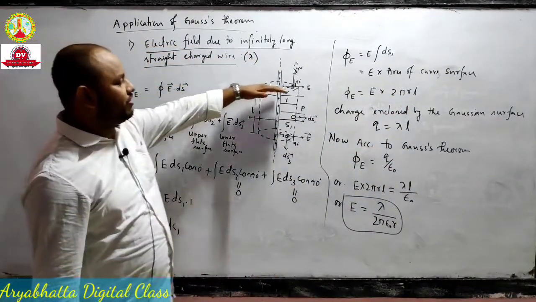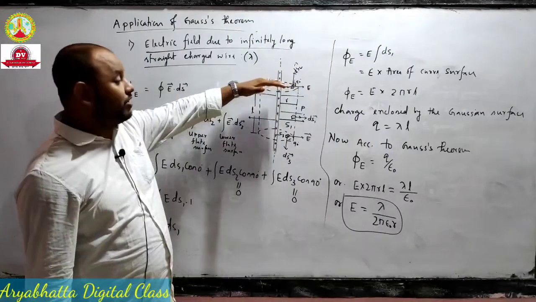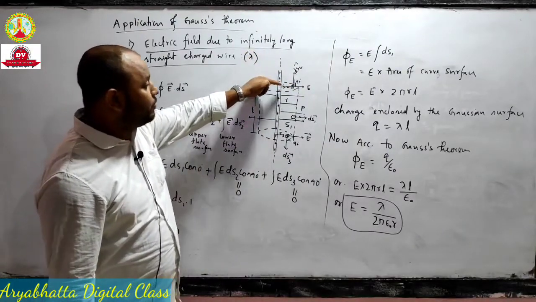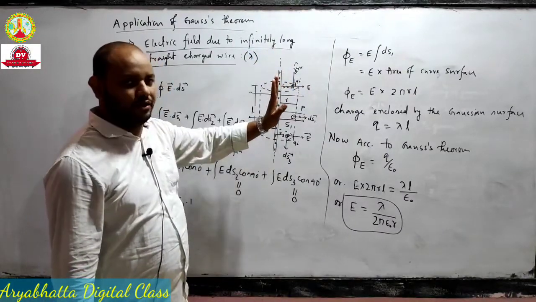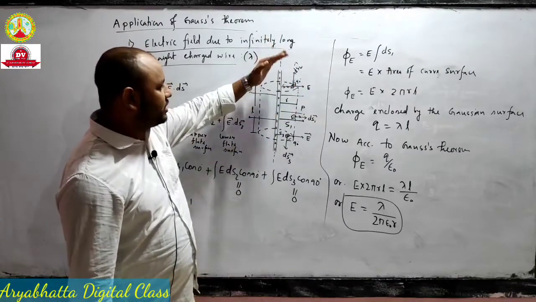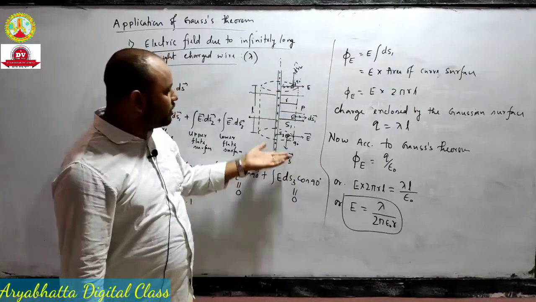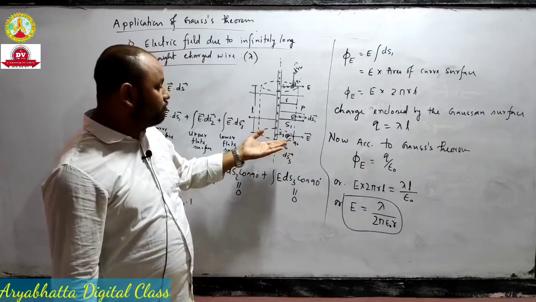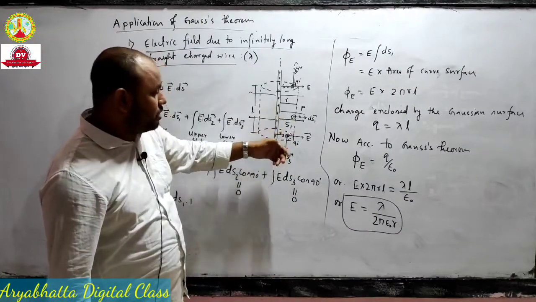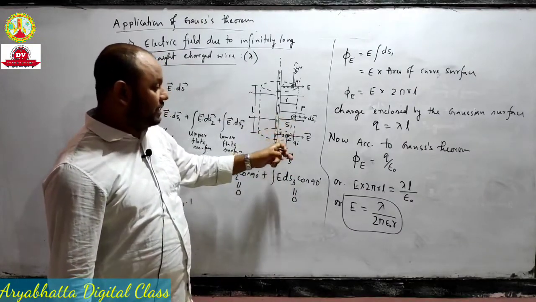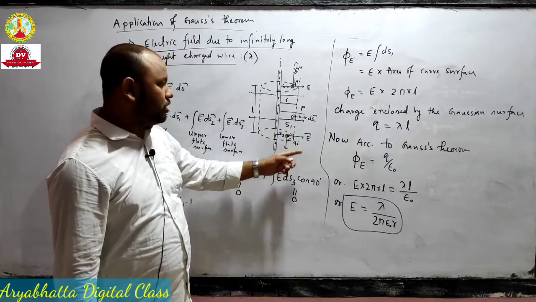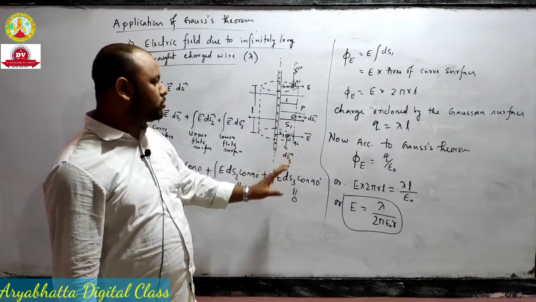For the flat surface, no field line will cross through it. The angle between E and dS2 is how much? 90 degrees. So it will be E dS2 cos 90, which will give you 0. Similarly, for the lower flat surface also, if you take the dot product of electric field and area vector, the angle between them is 90 degrees, which will give you 0 also. E dS3 cos 90 will also be 0.